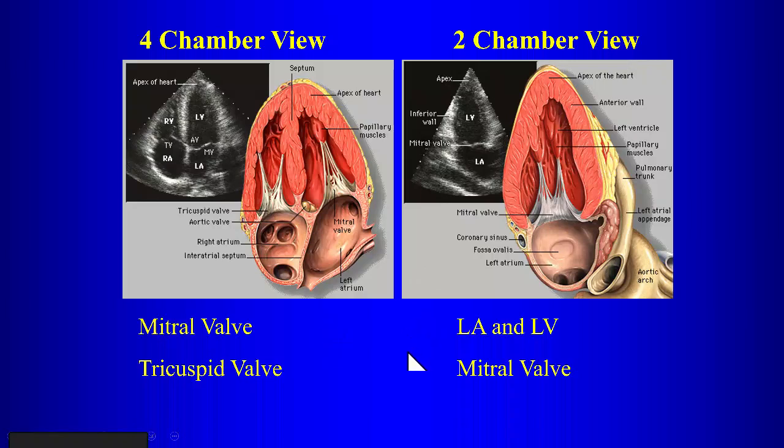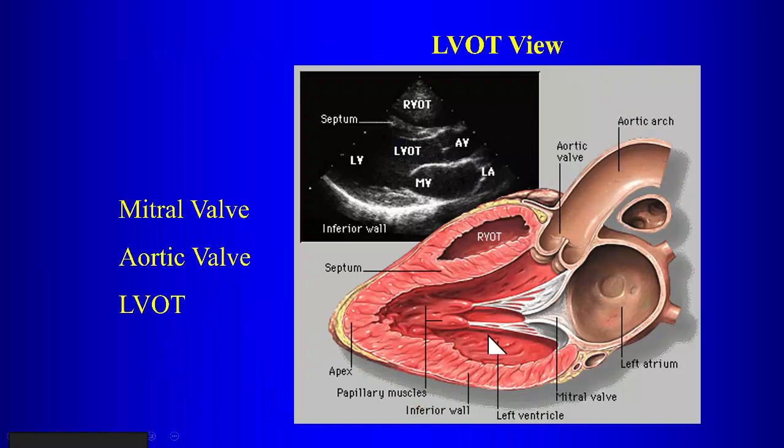Right? So intuitively, four-chamber view, four chambers: left atrium, left ventricle, right atrium, right ventricle. Two-chamber view, we see the left atrium and the left ventricle, so you can look at the mitral valve. Left ventricular outflow tract view. In this view, we will see the inflow to the left ventricle. We will see the outflow of the left ventricle.